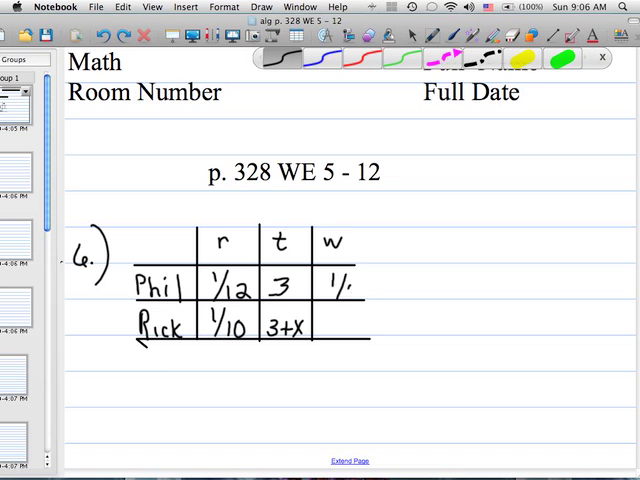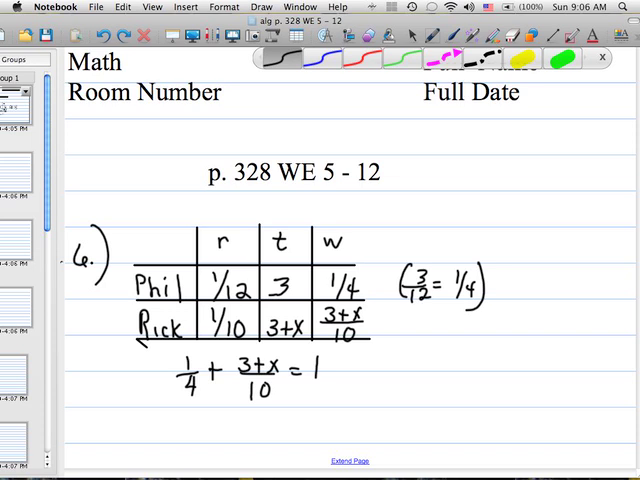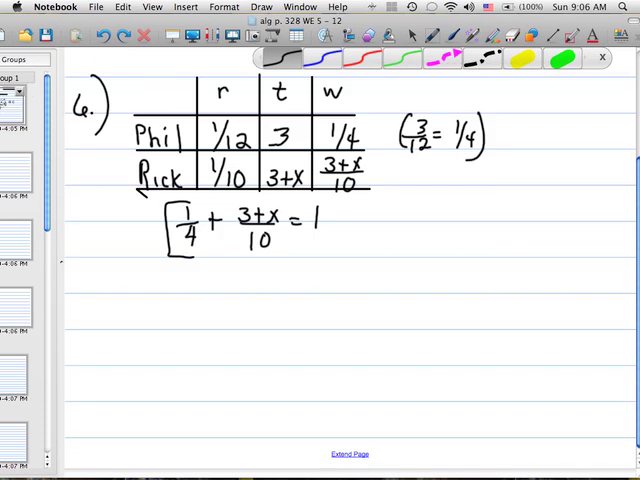Multiplying out, 3 times 1/12 is 1/4. And this is 3 plus X over 10. So the amount of work done by Phil plus the amount of work done by Rick has to equal the total job done, which is represented by 1. Get rid of your denominators. The least common denominator would be 20 for 4 and 10.